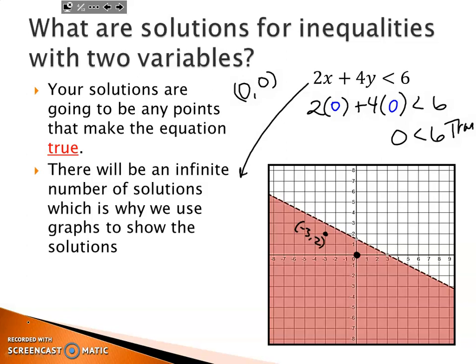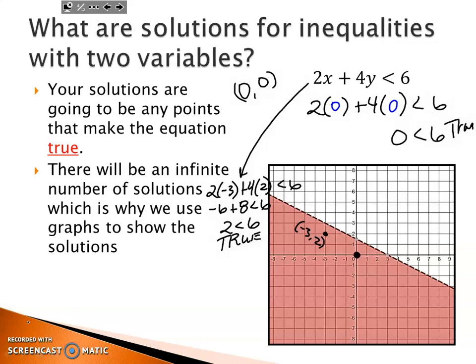Okay, so I'm going to plug that into this equation. 2 times -3 plus 4 times 2, that's a +2, is less than 6. -6 plus 8 is less than 6. So that gives me 2 less than 6. And again, that is true. Okay, any point that you pick in the shaded region will be true.